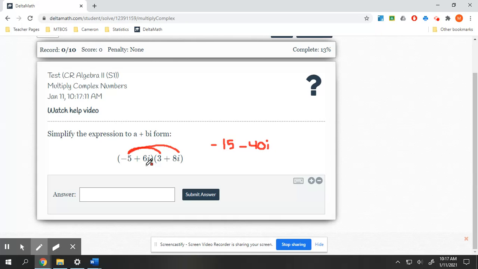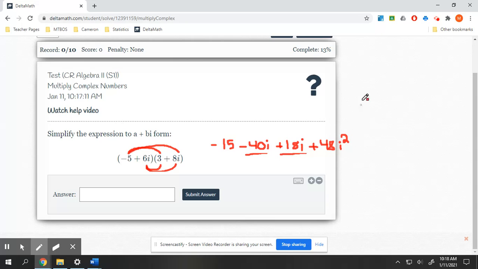Distributing our second term here, 6i times 3, that is 18i. And then finally, 6i times 8i, that is 48i squared. Now, let's talk about a few things here. You probably see some like terms here. Obviously, we're going to be able to combine the negative 40i and then the 18i.